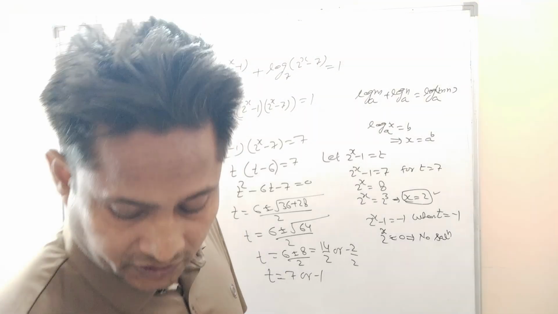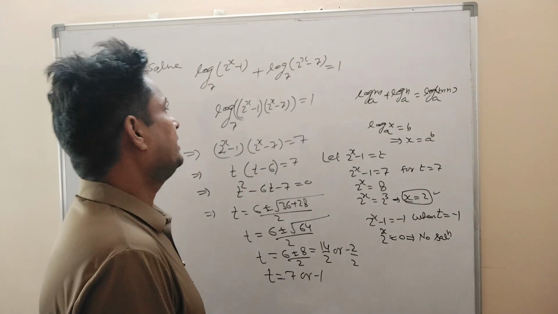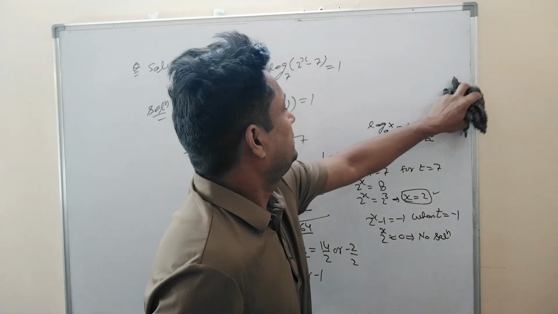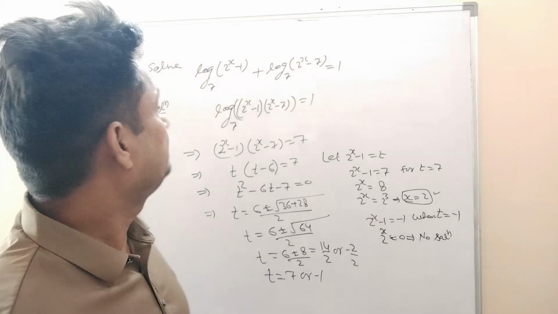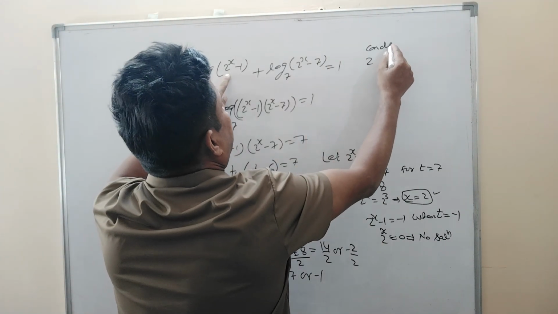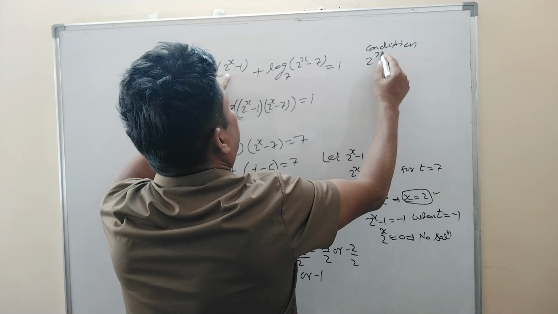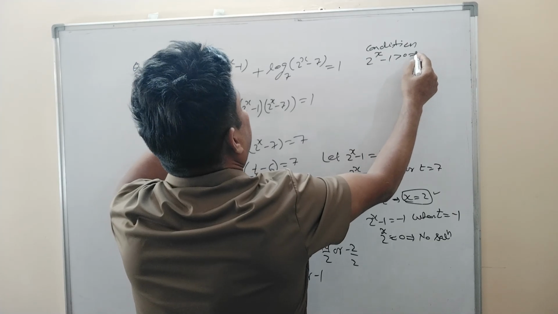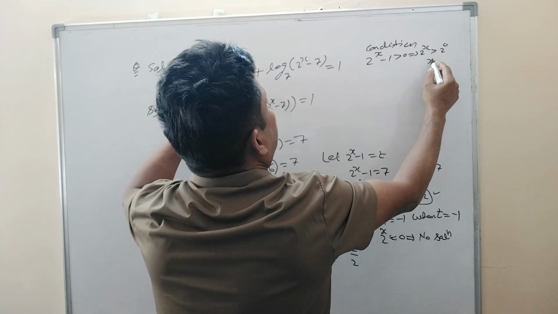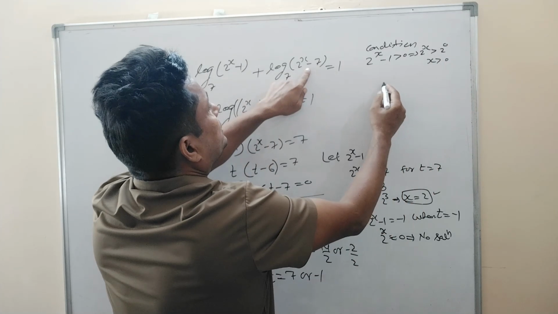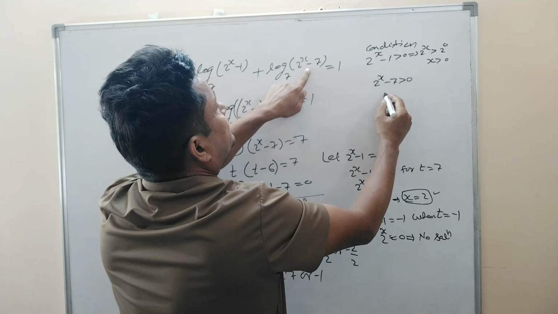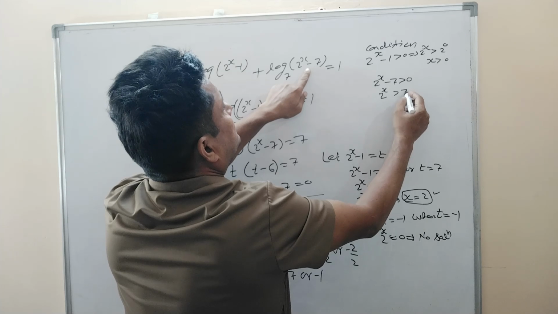Now we have to check the condition also, whether this solution is valid or not. So what is the condition? The condition is 2 to the power x minus 1 greater than 0. That means 2 to the power x is greater than 1, that means 2 to the power 0, that means x greater than 0. Next one, 2 to the power x minus 7 greater than 0, that means 2 to the power x is greater than 7.